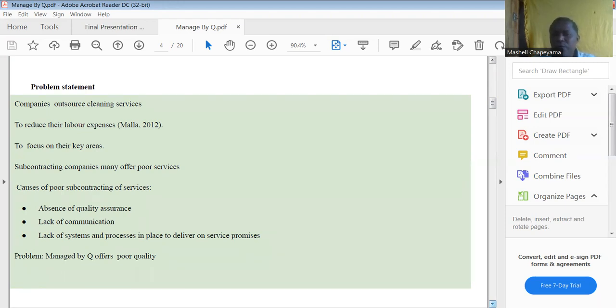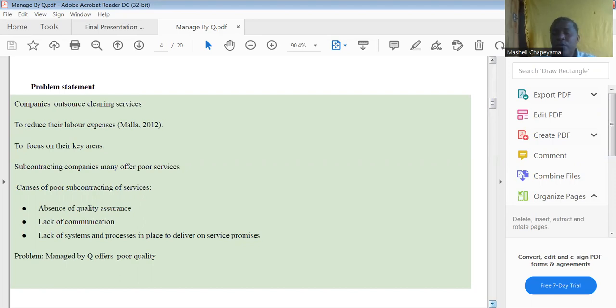But why do they want to do that? One of the reasons for them to do that is to reduce their labor expenses. They want to have a small labor force. And also they want the specialized company to offer the best cleaning service since they have specialized employees as well. And also these companies that outsource want to focus on their key areas. Let's say companies in the mining sector just want to focus on the mining issue, right? Not to be concerned about the cleaning, maintenance, and repair of their premises.